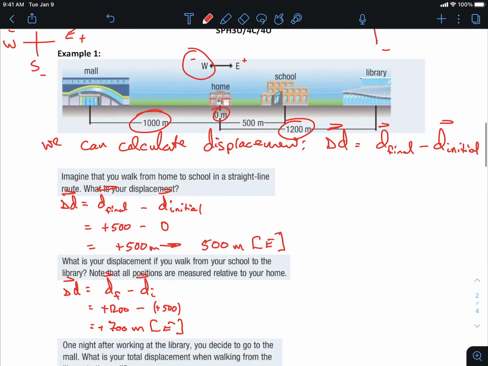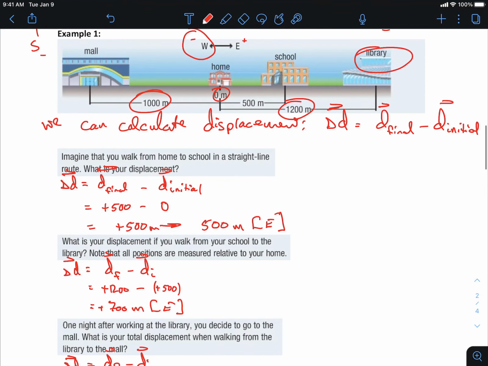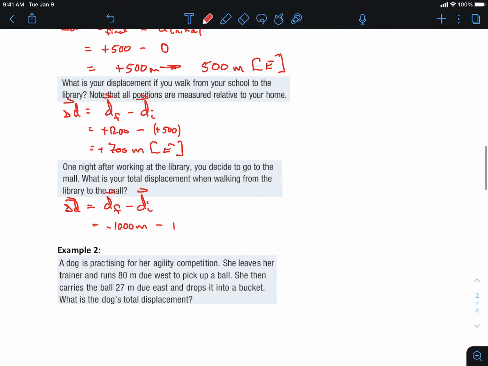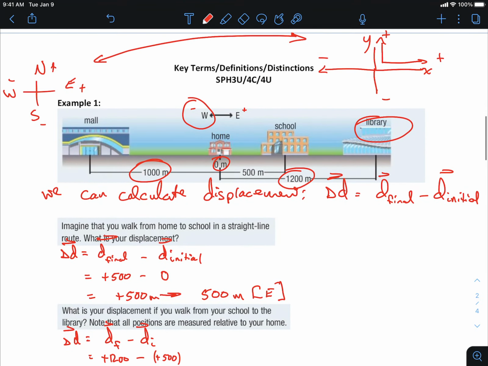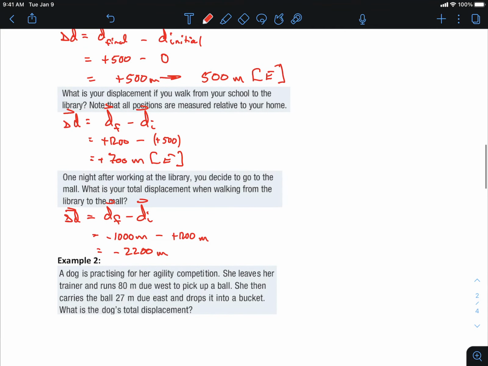Minus, what was your initial spot? Well, 1,200 east. So minus positive 1,200. And so you're going to go, okay, well, negative 1,000, take away 1,200 more. That sounds like negative 2,200 meters to me. Well, if it's negative, we know that the negative is acting in the west direction. And so the displacement is 2,200 meters west.